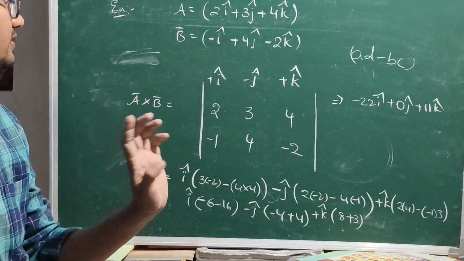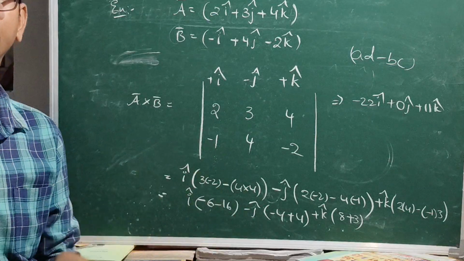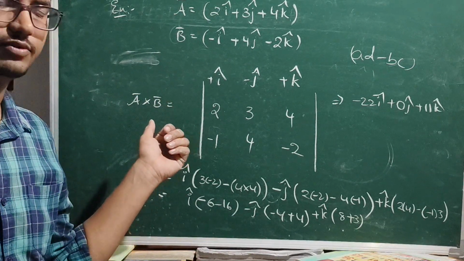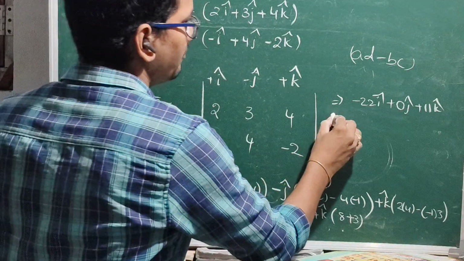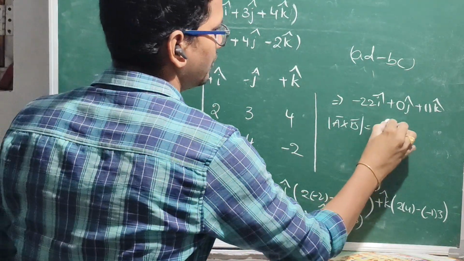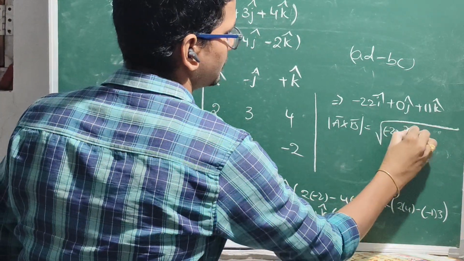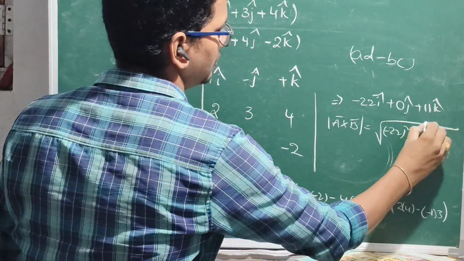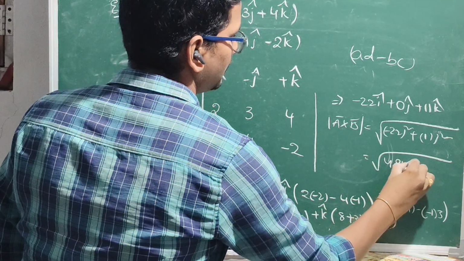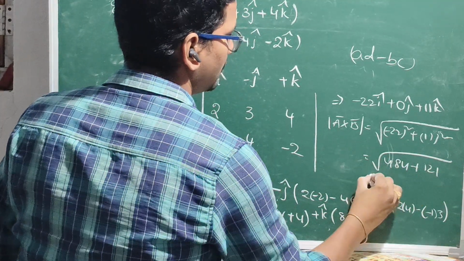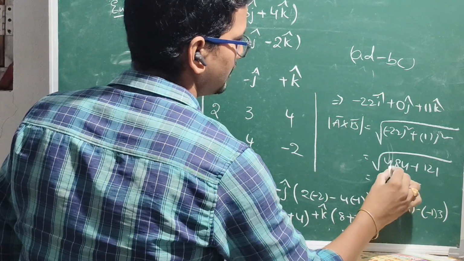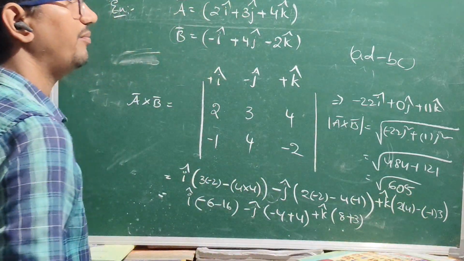Okay, this is the A bar cross B bar direction we got, because the cross product is a vector. Okay, we want to find the magnitude. How can you find the magnitude? Already we discussed: square root of minus 22 whole square, 0 nothing, no need, 11 whole square. 484, 22 square, 121. What is the value here? 605. That is the magnitude.